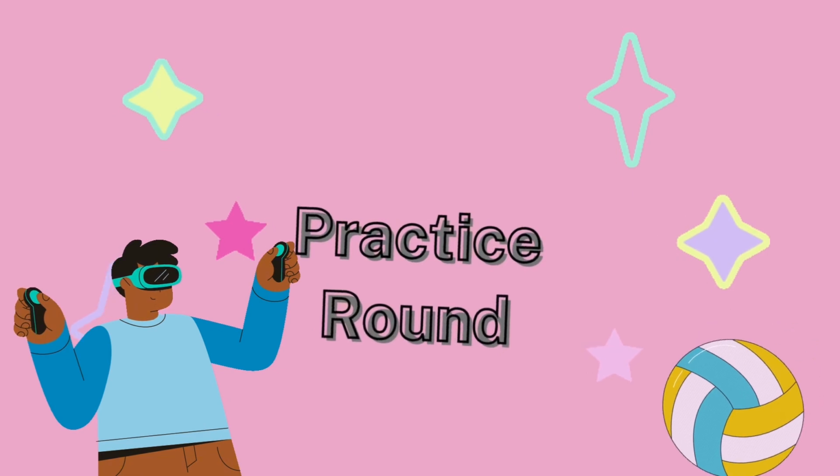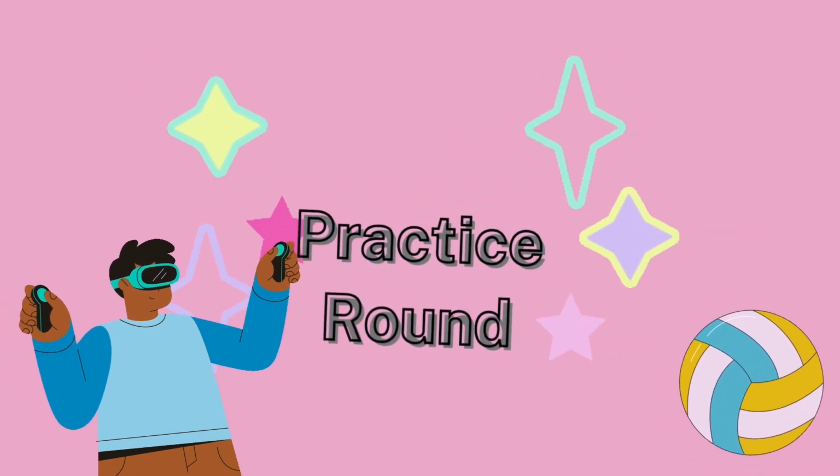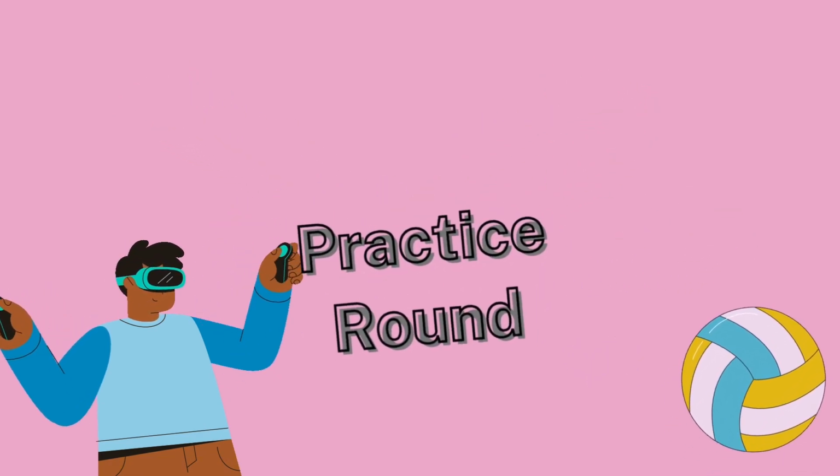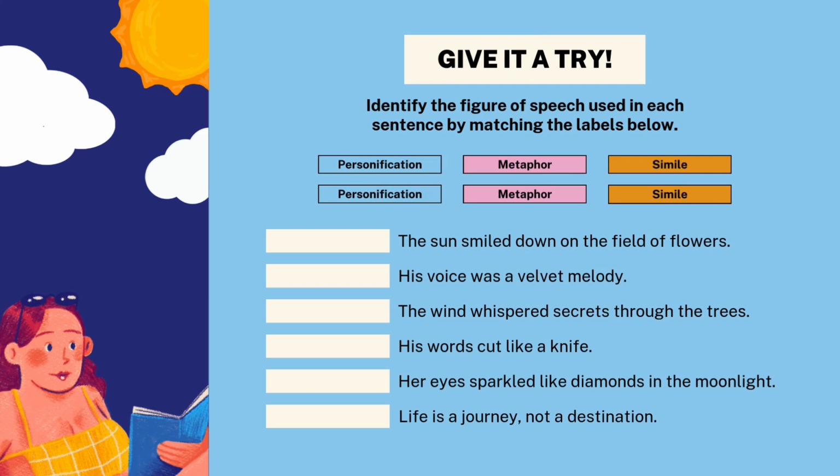So, do you think you have what it takes? Now it's time to put your knowledge to the test. It's time for the practice round. For our first activity, we have the give it a try. Right here, we're going to identify the figure of speech used in each sentence by matching the labels below. We have personification, metaphor, and similes, 2 of each. We're going to give you a little bit of time so you can identify which goes with which category. Remember, time is ticking.